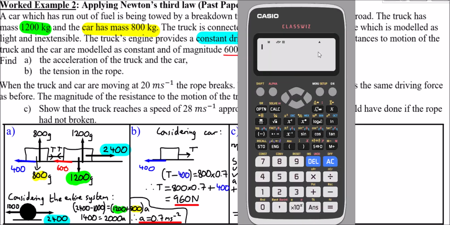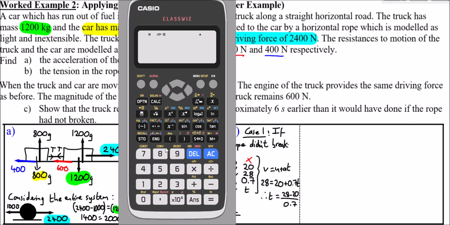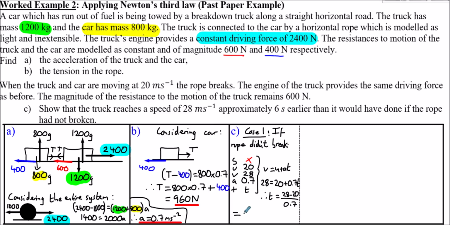So what does that give us? 28 minus 20 all over 0.7. That gives us about 11.43 seconds. So if the rope hadn't broken, it would have taken 11.43 seconds to reach that speed. Obviously that case didn't happen. The actual thing that happened is the rope did break. So case 2, let's now consider the fact the rope did break.